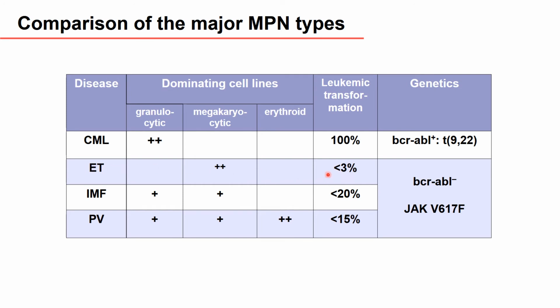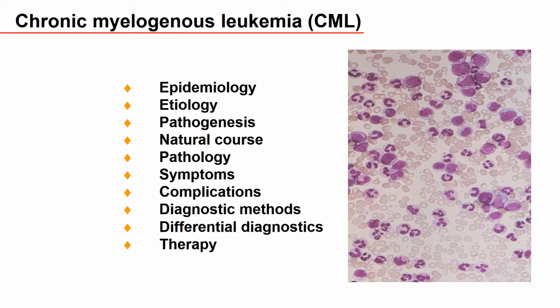In essential thrombocytosis, less than 3% will convert to myeloid leukemia, in polycythemia vera, less than 50%, and in myelofibrosis, less than 20%. And in these cases, the common feature is they don't have this BCR-ABL translocation, but they do have another kinase mutation, that's a JAK2 V617F gene mutation, and that will be essential for these myeloproliferative neoplasias.